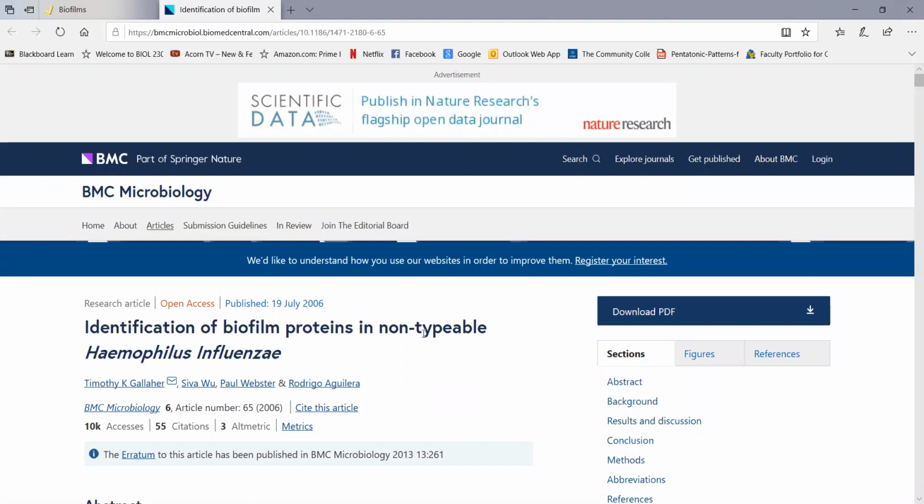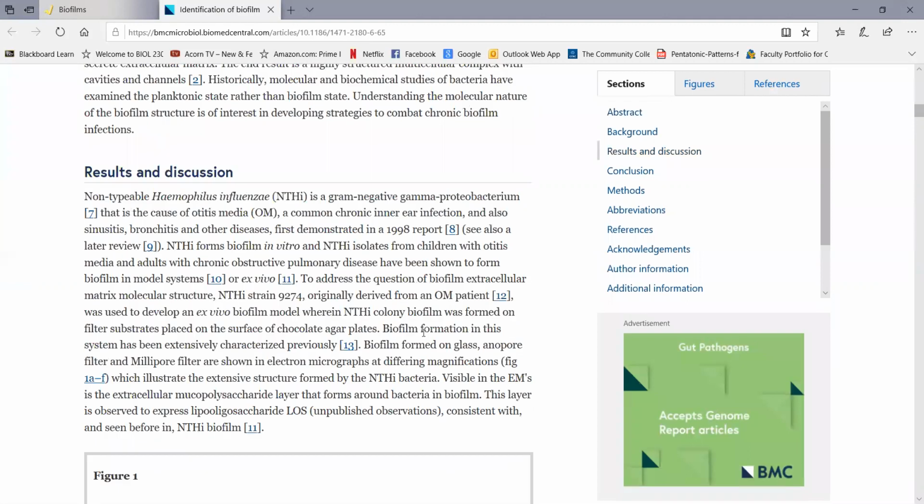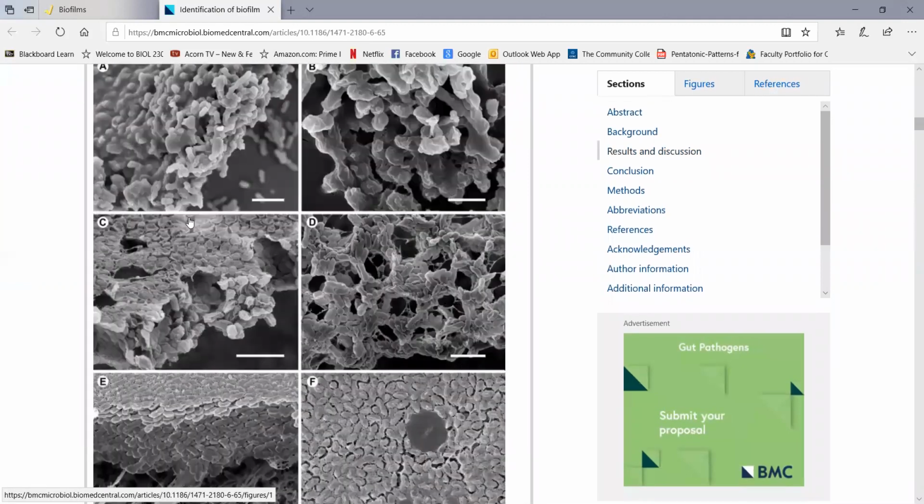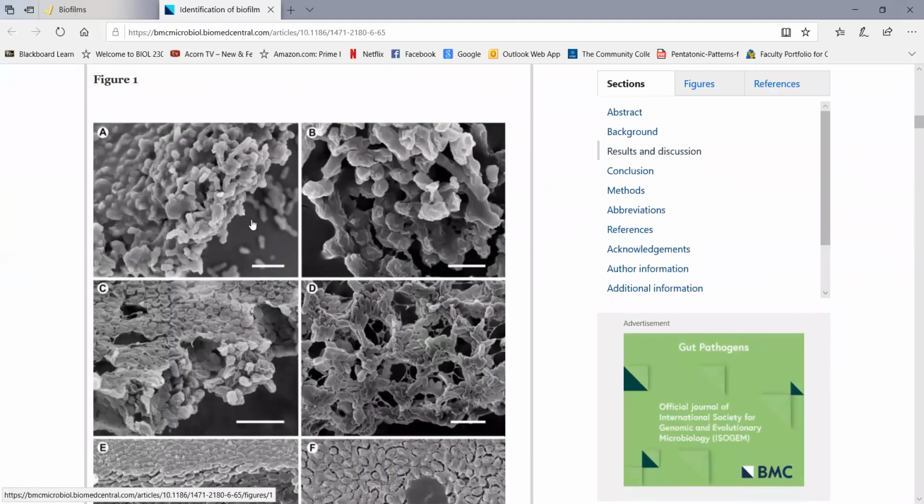So if we scroll down here, we'll see some nice electron micrographs of biofilms. So Haemophilus influenzae is a bacillus-shaped bacterium, but here you see it's all encased in this common adhesive matrix, this glycocalyx, the slimy glycocalyx. And as the bacteria begin to grow and spread out, they start developing water channels that start running through the population in order to deliver nutrients and oxygen and water and other such things.